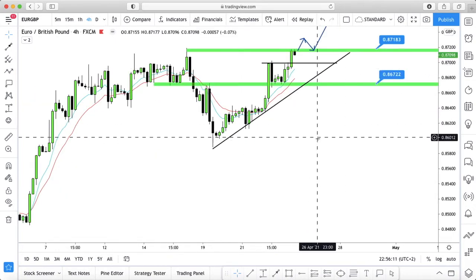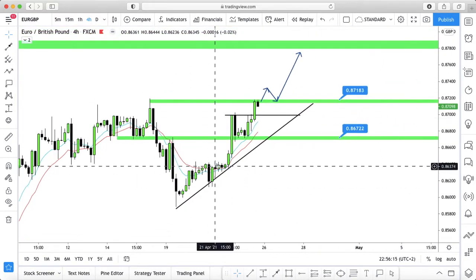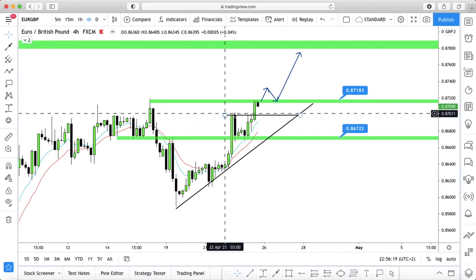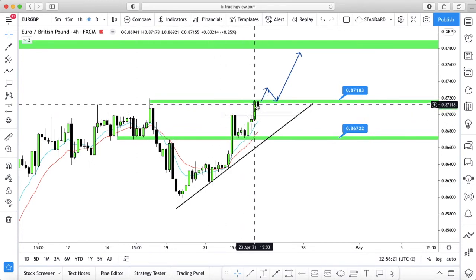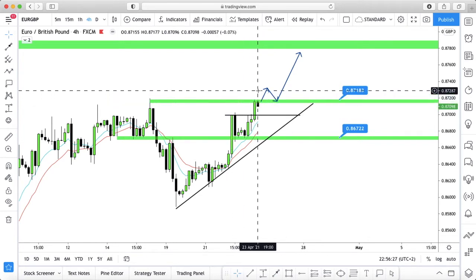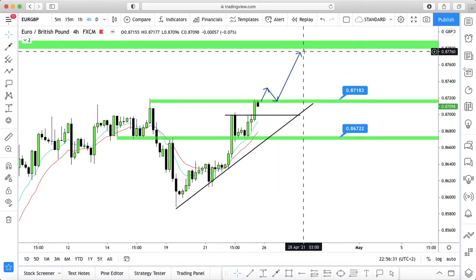Next pair, EUR GBP. EUR GBP is in a nice upward movement, as you can notice here. What I am waiting for is price to break these highs at 0.87183. If price breaks, I'll just be looking for a retest and then a continuation to the upside.